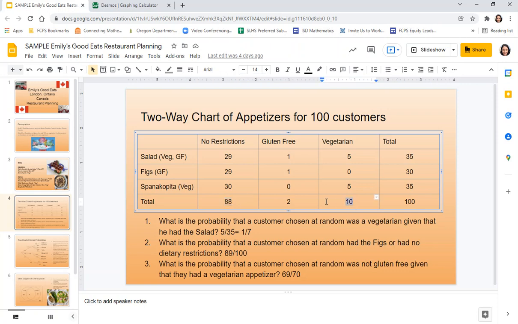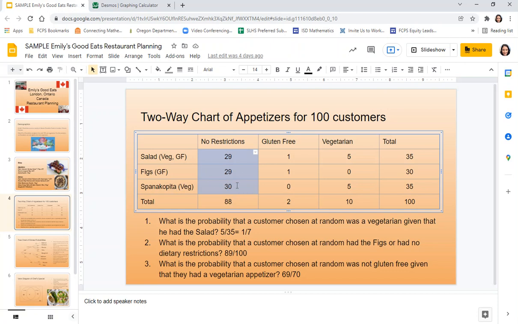So I filled in this bottom row first. Now, of these customers with no restrictions, I decided that they are going to split themselves evenly between the 3 entrees, and you should do that as well. They have no restrictions, they can eat any of them. I did not split evenly, and you can't have a fraction of a person, so I couldn't put 29.3 for each of these. So I just had to decide which appetizer I thought would get that extra person.